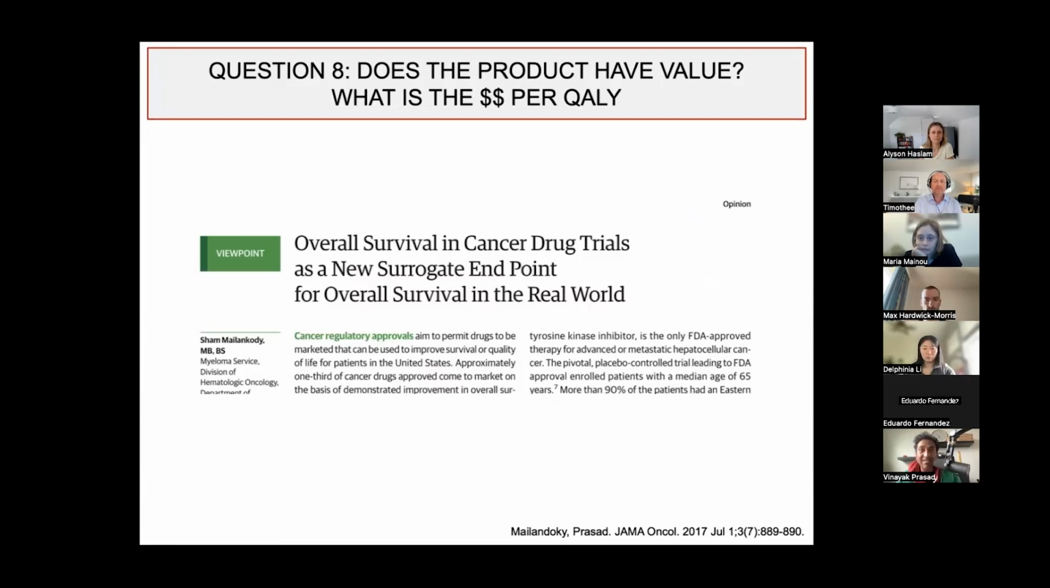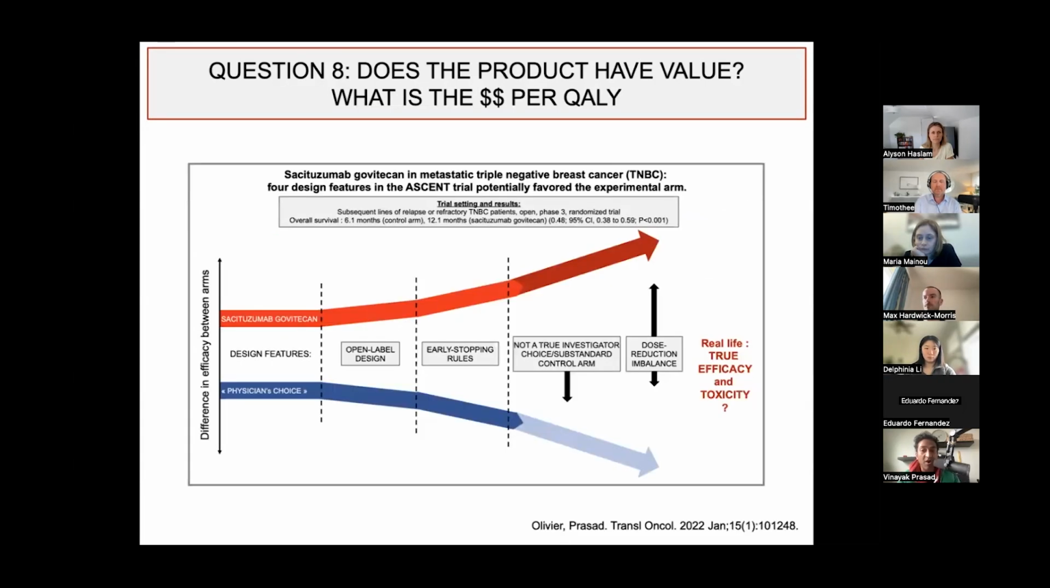because the clinical trial patients are so dissimilar from the real world patients that outcomes in the real world are often way lower, way worse than what you get in clinical trials. So if a clinical trial tells you it's $200,000 per quality, don't be surprised if in the real world it's $600,000 or $800,000 per quality, because you're not getting as many qualities from that drug because the benefits are much smaller. This is a really good example of sacituzumab govitecan, led by Timothy.